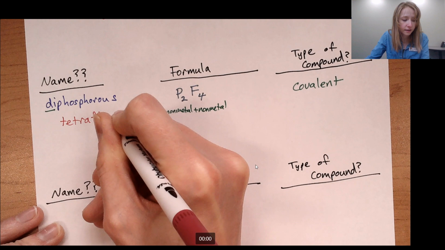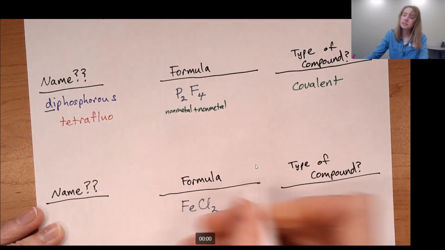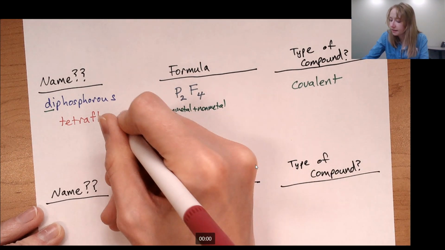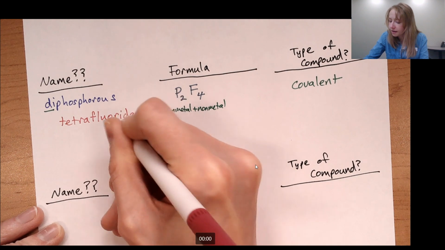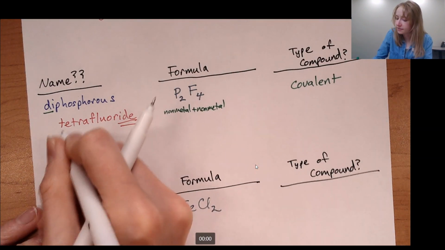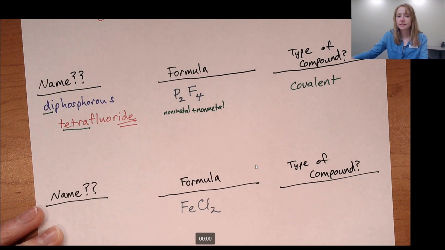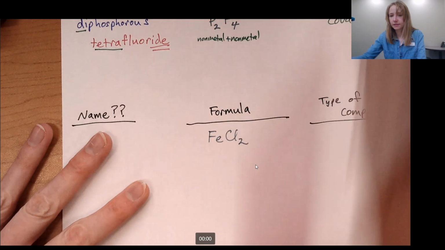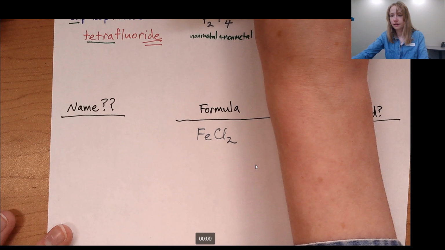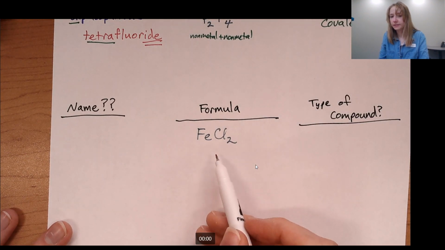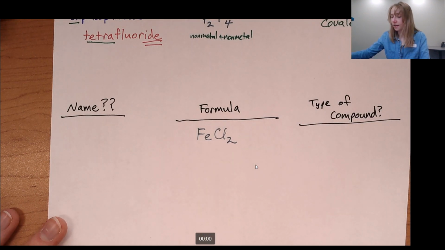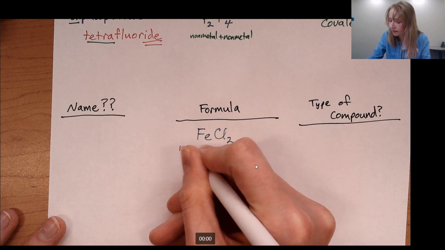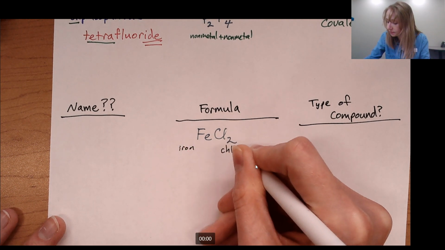And I need to change the ending to IDE. So I have tetrafluoride. And that's it. Okay, now to name this compound. So I've got a formula here, FeCl2. Fe is iron, Cl2 is chlorine.